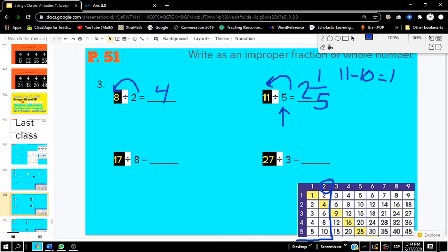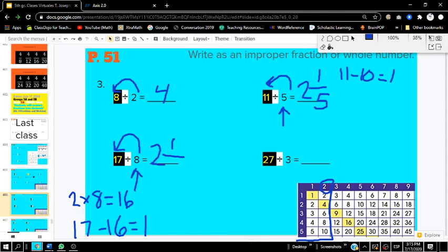All right, let's try the next one. How many times does 8 go into 17? Well, 2 times 8 equals 16. So 2 is going to be my whole number. And 17 minus 16 gives me 1. That's going to be my numerator over my denominator, which is 8. 2 and 1/8 is my final answer.